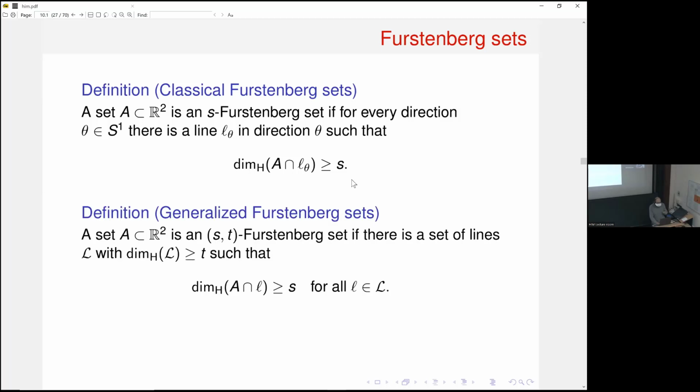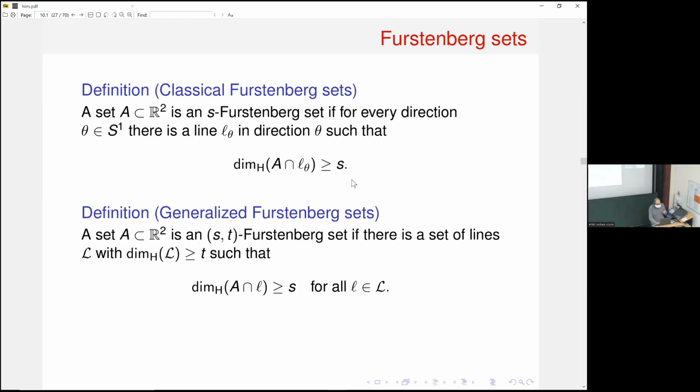So if S is 1, this is almost a Kakeya set. But the interesting thing is when S is not 1, when S is smaller than 1. Okay, and one can generalize this: instead of requiring a line in every direction intersecting the set in dimension at least S, one can have some family of lines. So lines in the plane form a Grassmannian manifold of dimension 2, so we can speak of the Hausdorff dimension of a set of lines. And an ST Furstenberg set is a set for which there is a family of lines of dimension T, not necessarily pointing in different directions, such that the set intersects all lines from the family in dimension at least S.